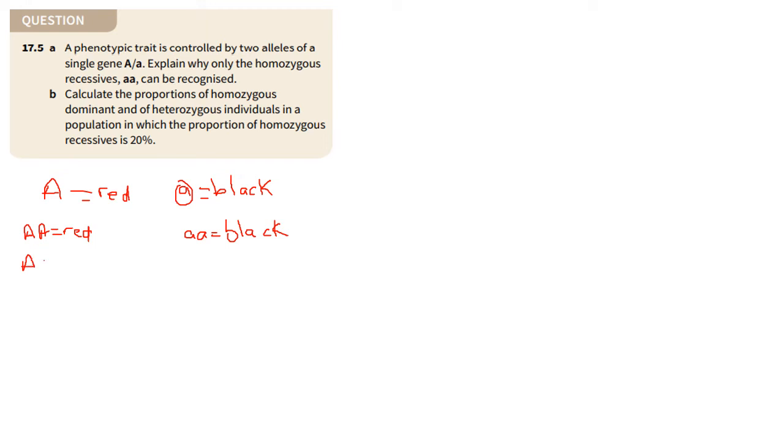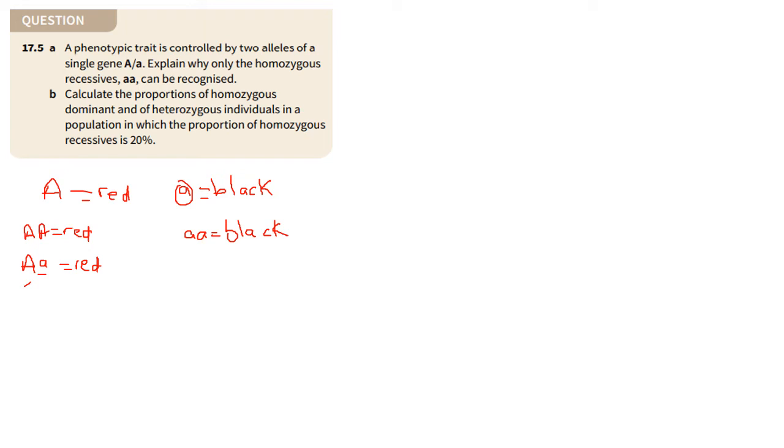Big A, small a shows that the organism has one dominant allele and one recessive allele. However, because the dominant allele is present, that organism will also look red. So in this case, when we look at organisms with red hair, it is difficult for us to tell for sure that they are homozygous dominant, because they could also be heterozygous. Whereas with recessives, there is no other way.